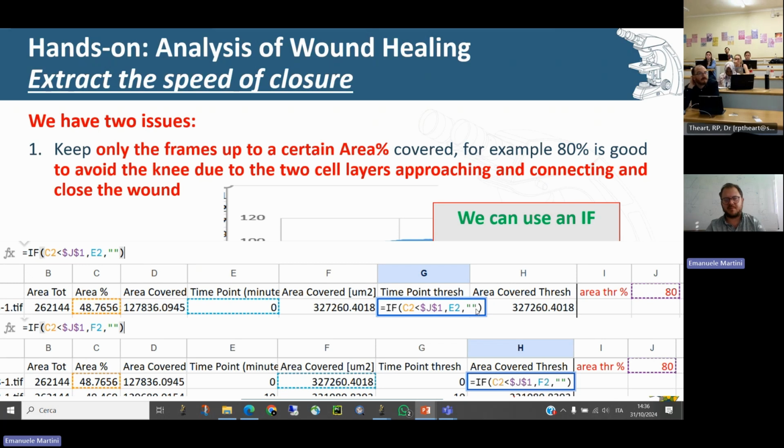And to put blank, to put empty, in Excel and in here, you put this kind of double apexes, I think is in English. This, I leave it for you for a while, and you do the same also for the area covered. The only difference is that in the time point, you keep E2. In the area covered, you keep F2 because you want to keep the area, and then E2 is the time, F2 is the area. So you have to just pay attention, but the other part is really the same, okay?